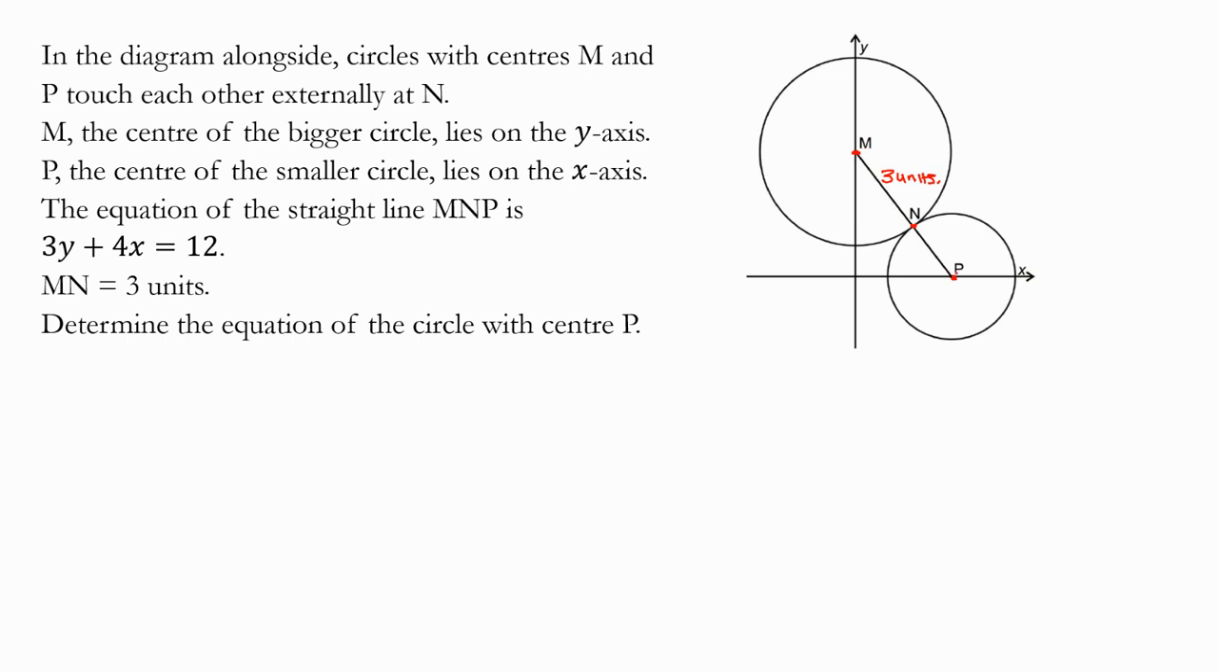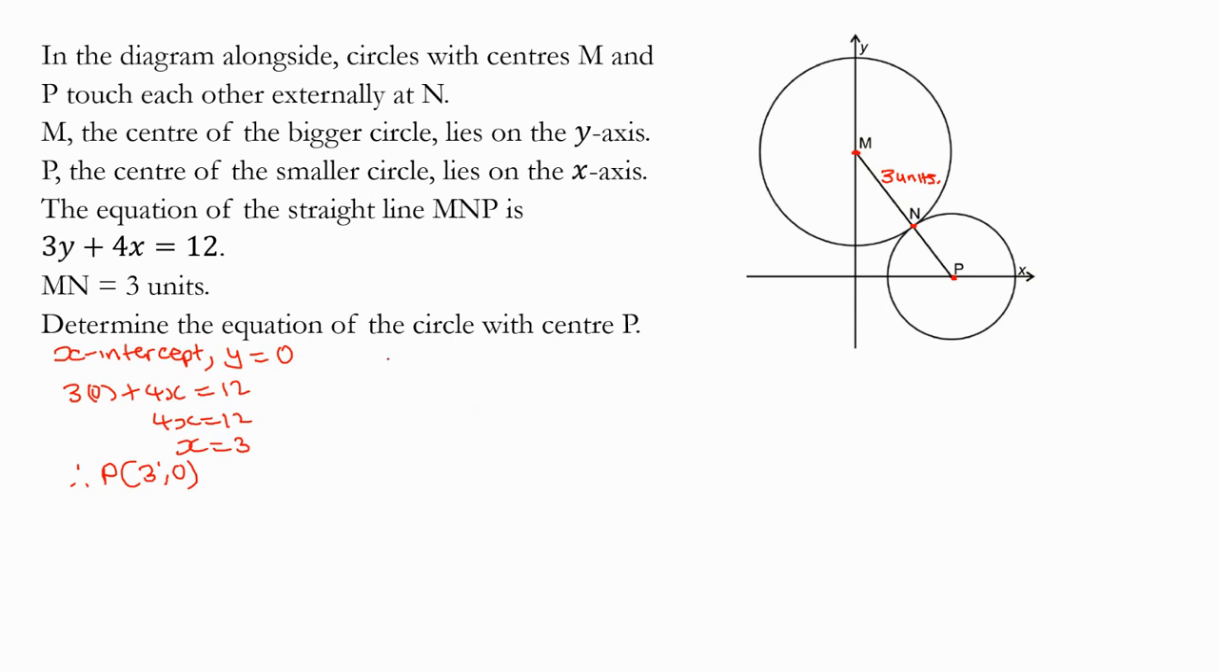Let's start with the coordinates of P. So P is the x-intercept. We know that at the x-intercept, y is equal to 0. So where there's y, put 0, so it becomes 3 times 0 plus 4x is equal to 12. Then 4x is equal to 12, and x is equal to 3. Therefore, the coordinates of P are (3, 0). Done then, the coordinates of P.